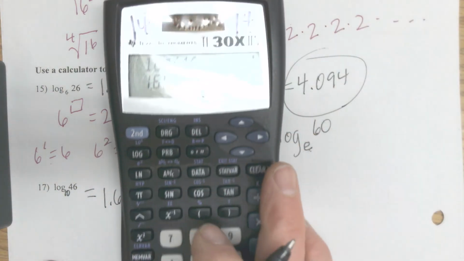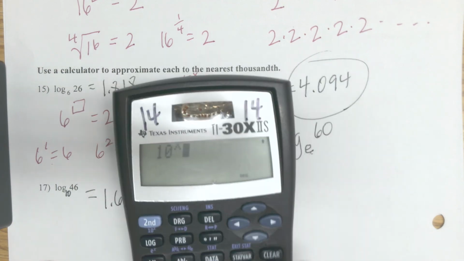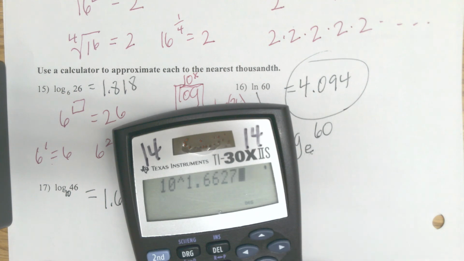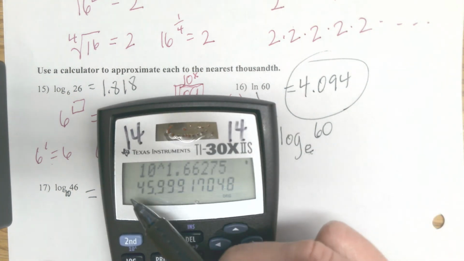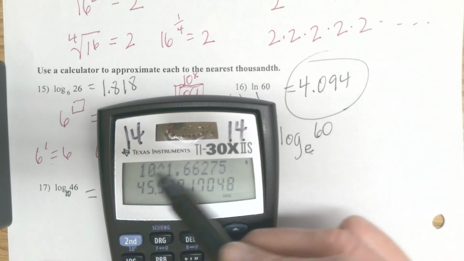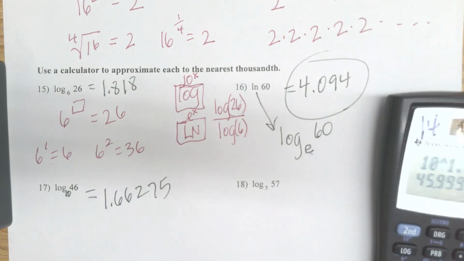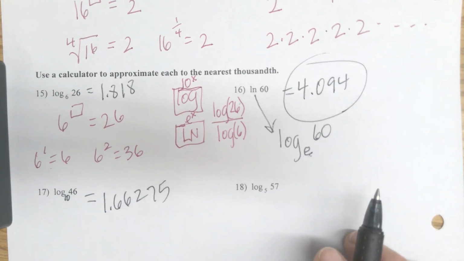Okay, again, what this means is if I take 10 and raise it to the 1.66275 power, I put a few more digits on that, I should get really close to 46. Again, it's a little off because I rounded, but it's getting closer, 45.999. If I get even more decimals, I'll start getting 45.9999999, depending on how many decimals I put in.